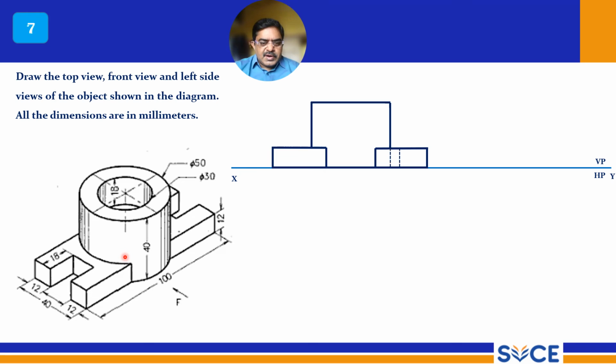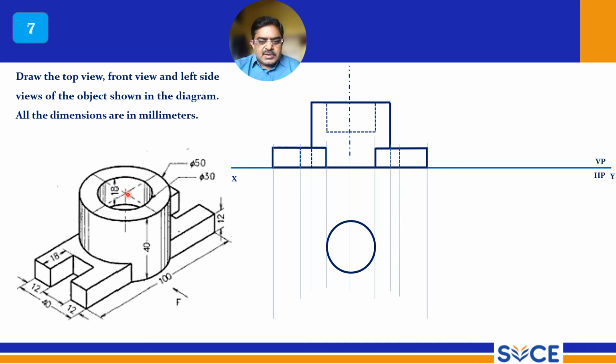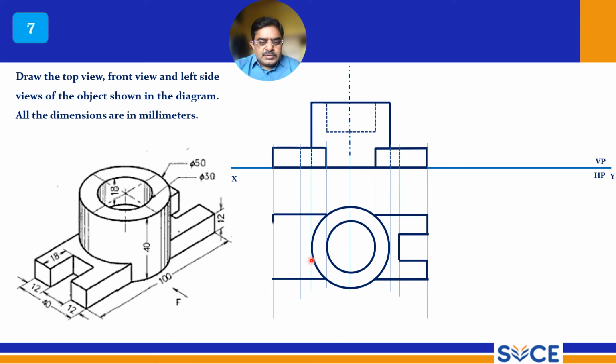So now this is the front view. The front view is very simple here. It is a hole with a depth of 18 mm. This is invisible, so that should be drawn with the dotted line. Now this is the hole which is visible, and this is another circle which is visible. You can draw these outer lines, and this forms your top view. Next is the side view.